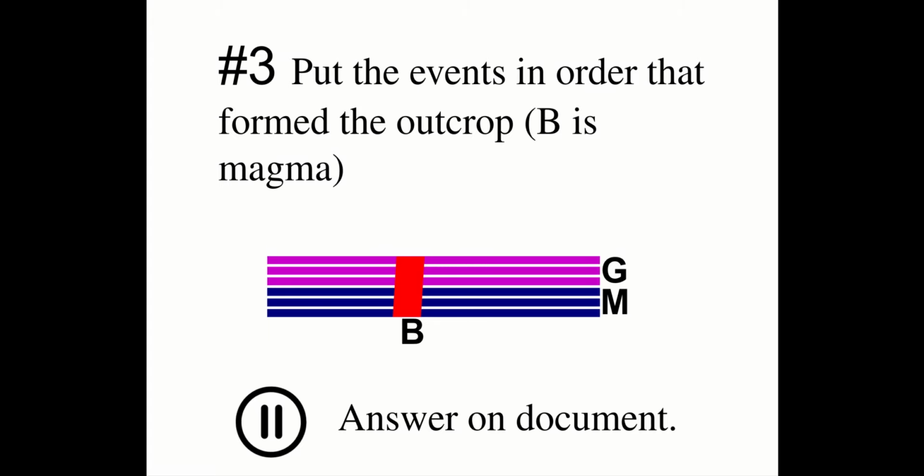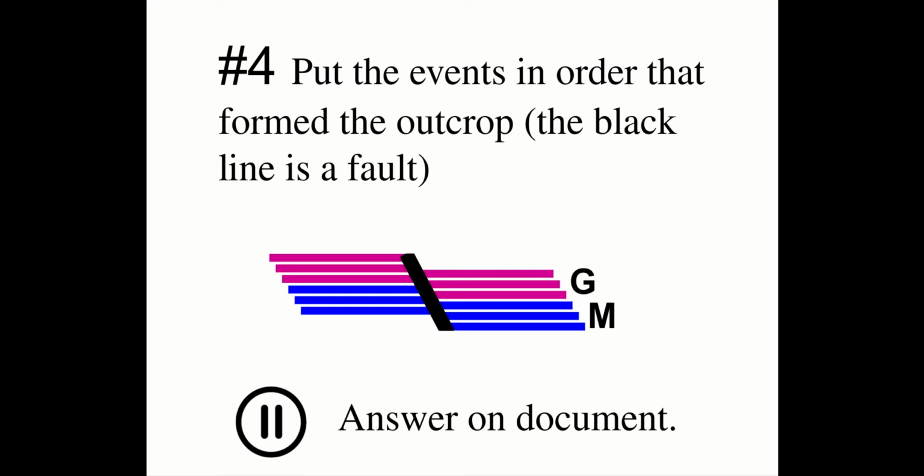So the correct answer is M, G, B, and we know B is youngest because it cuts both M and G. Go ahead and do this one, number 4, and that black line is a fault. Pause and answer on your document. And so the answer here is M, G, fault. So the fault is younger because it cuts both those layers.